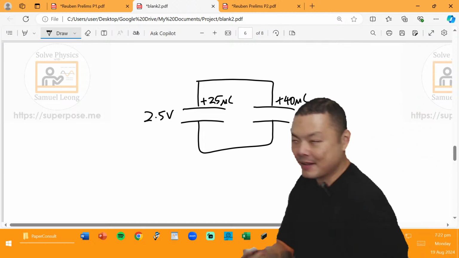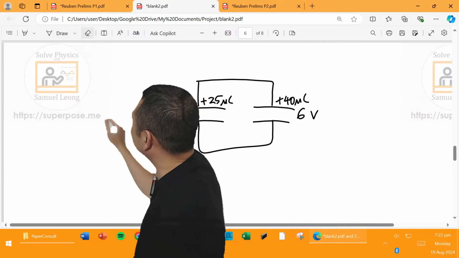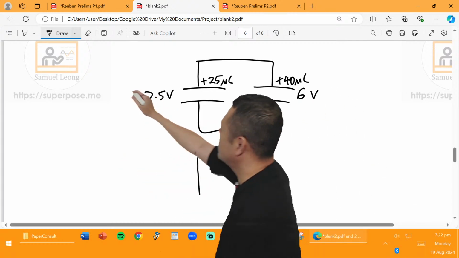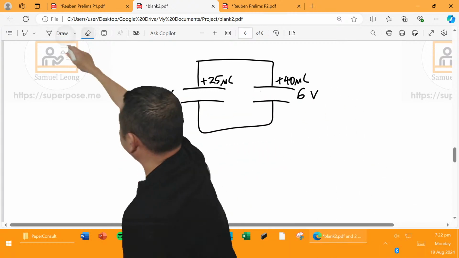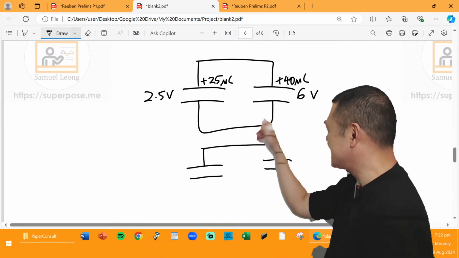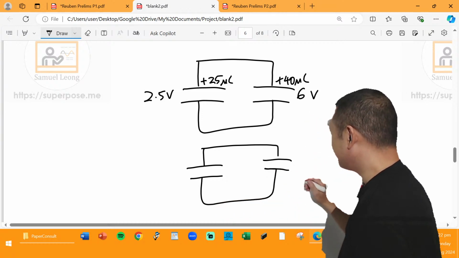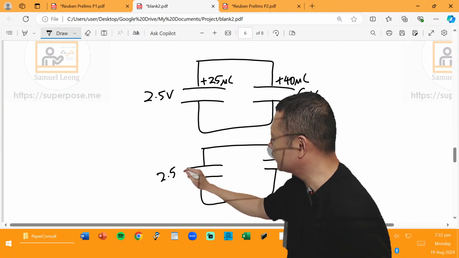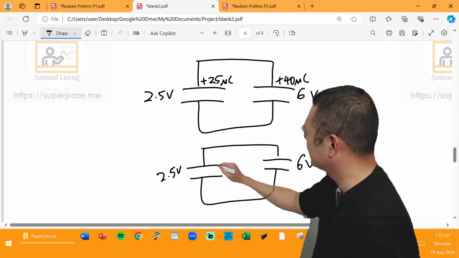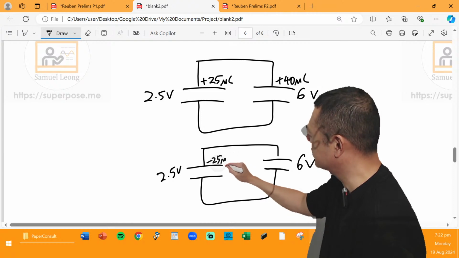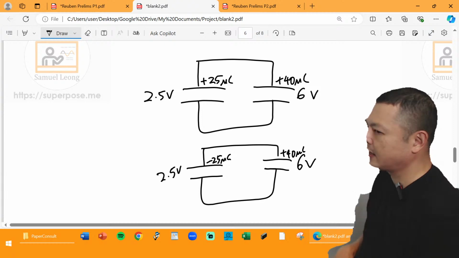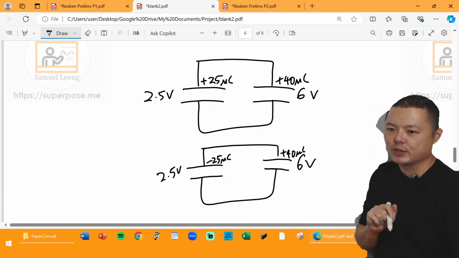Okay, but what happens if your scenario is now like that, same thing, but then I reverse the plate? So this side here 2.5, this one 6 volts. I put the minus 25 microcoulombs on top here, and I put the plus 40 microcoulombs on top like that. I connect the oppositely charged plates to each other.